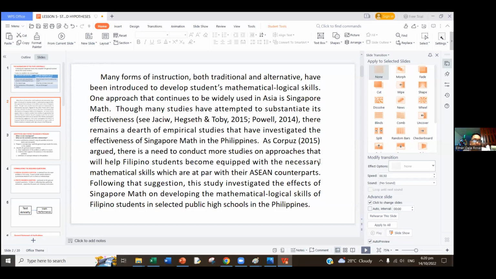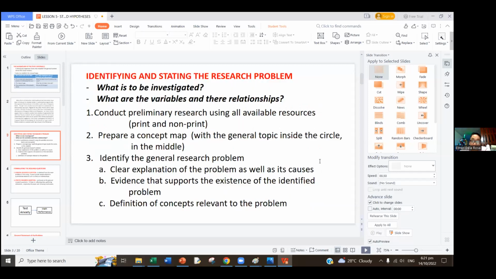Okay? So with the background of the study, alam mo na yung research problem. You can now state the problem and its specific questions once you were able to establish the background. Okay, so let's proceed with that. So identifying and stating the research problem. What is to be investigated? And what are the variables to be investigated and their relationships?